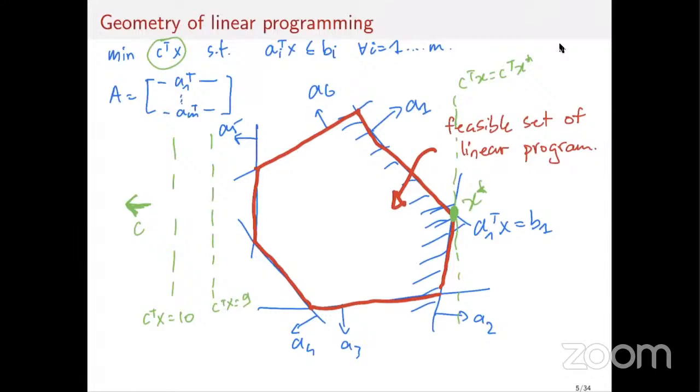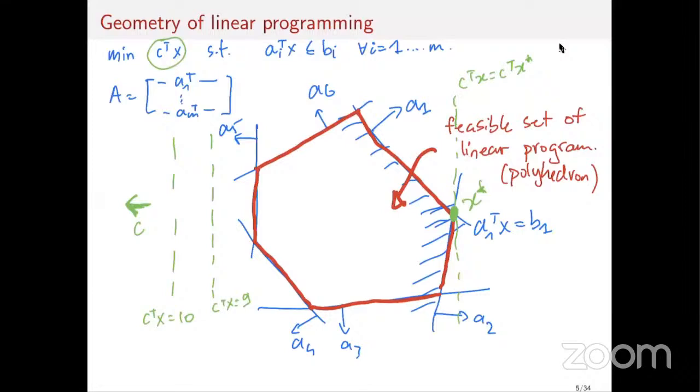It is clear from this simple geometric picture that the optimal point lies on what we call an extreme point of the polyhedron. By the way, I should say that this feasible set of a linear program is called a polyhedron. It is an intersection of a finite number of half spaces, or, another way of saying it, a set defined by a finite number of linear inequalities.